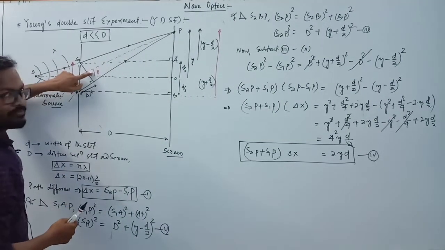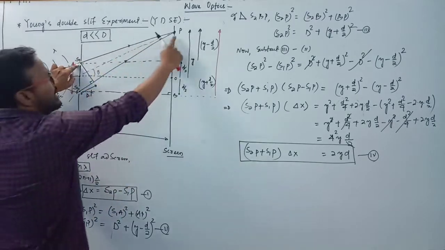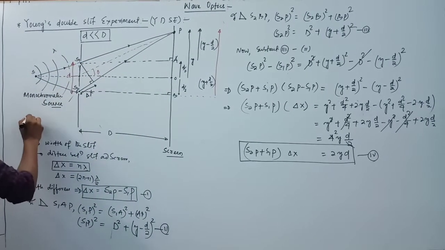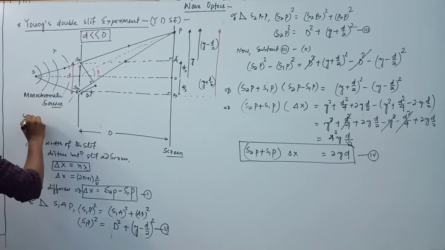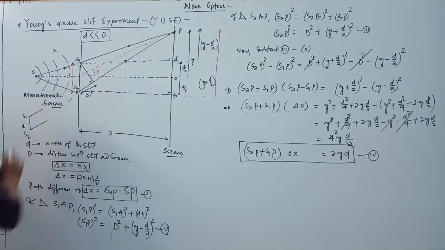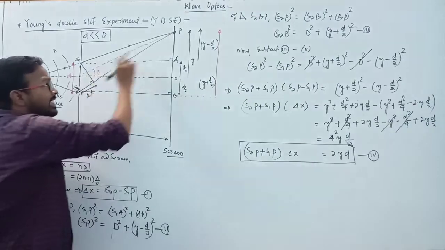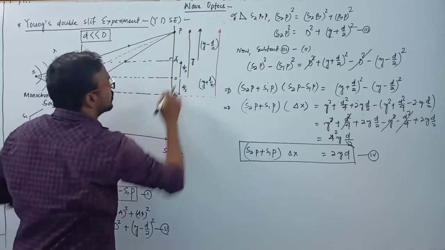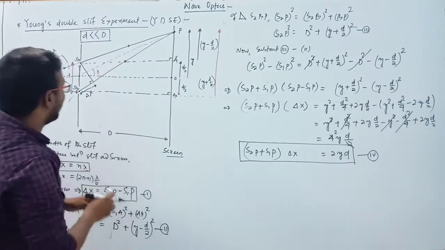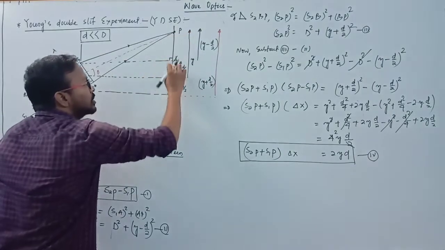So this angle theta is very small, and if angle theta is very small, then S2P and S1P are parallel to each other. Suppose this is S1 and this point is S2, and these two rays, or these two waves, are parallel to each other for small angle theta. At that time the point P is very near to this point O. Clear? At that time we can say that the distances S1P and S2P are nearer to D, because point P is nearer to point O.